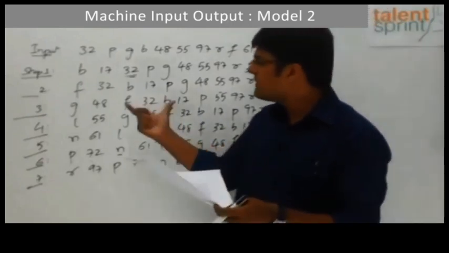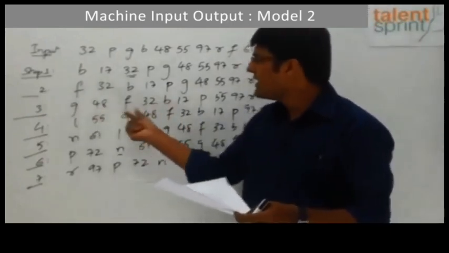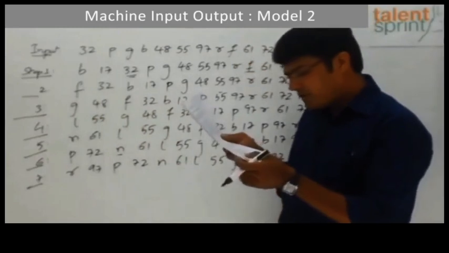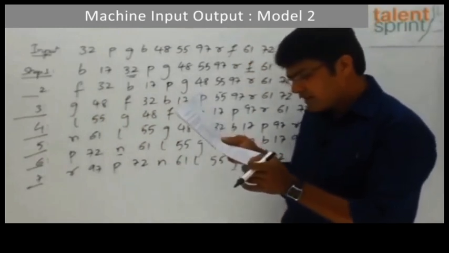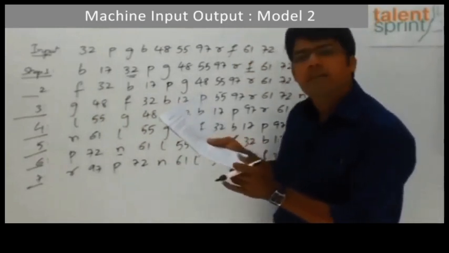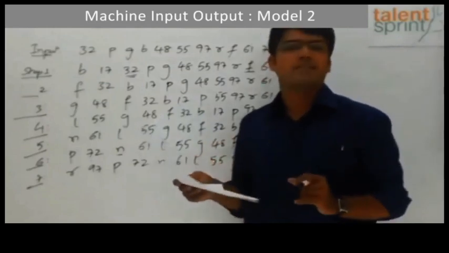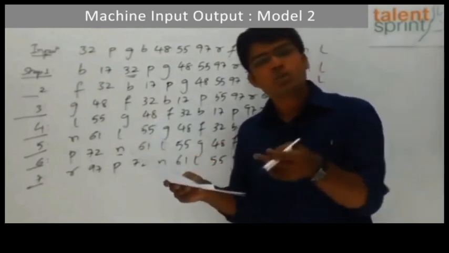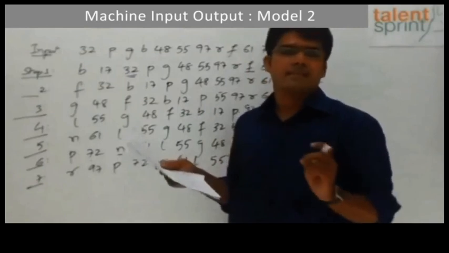Now just try to compare with some more elements. G48, F32, B17, G48, F32, B17, G48, L55. That means fifth option is ruled out. So you know that answer has to be third option. Because 1, 2, 4, and 5 are ruled out, we can say answer is third option.